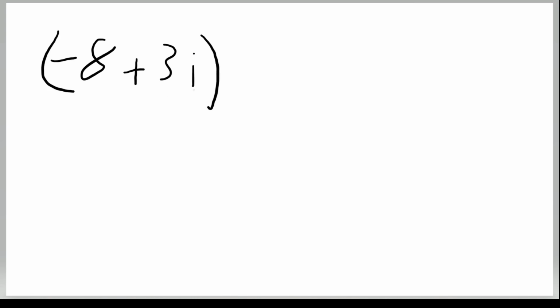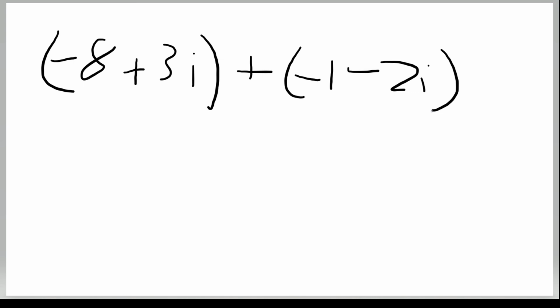Okay, now we move on to adding and subtracting complex numbers. So this will be like -8 plus 3i plus -1 minus 2i. So what you need to do is just combine the numbers. Since this is a plus, you just combine them. 3i minus 2i is only 1i, and -8 plus -1 is -9. So it's going to be -9 plus i. This is going to be an imaginary solution, so just watch out for that.